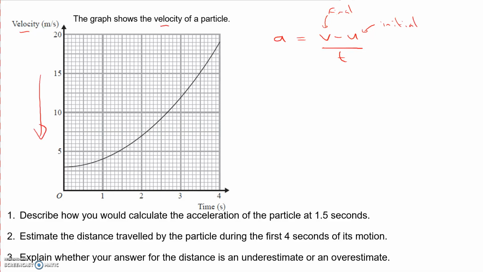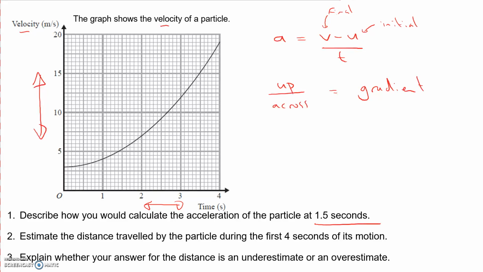Well, the change in velocity is the difference in the y-axis, and the change in the time is the difference in the x-axis. So really we're talking about the change in the up divided by the change in the across, and we know what that is. That's the gradient. So to find the acceleration on a velocity time graph, we need the gradient of the graph. So where do we find the gradient of the graph?